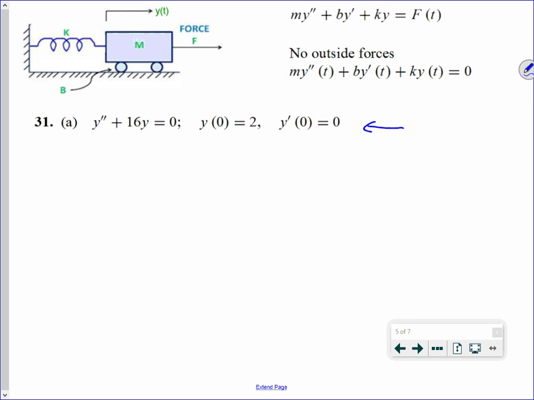Okay. So let's remember the picture. I didn't write it down here very well or draw it very well, but y of t, which we're trying to find, is the position of our mass at time t. In particular, it's the position beyond equilibrium.